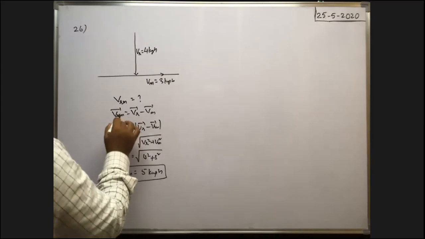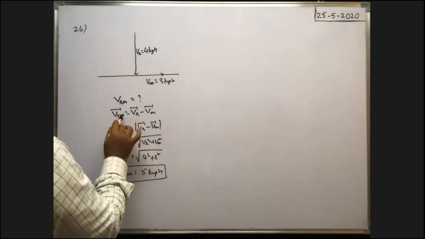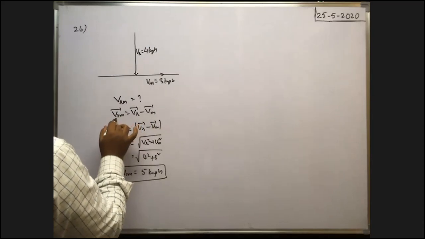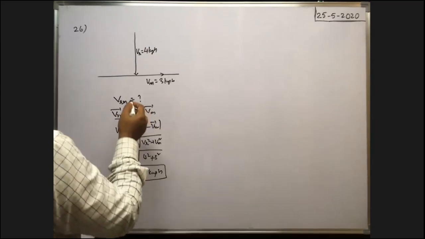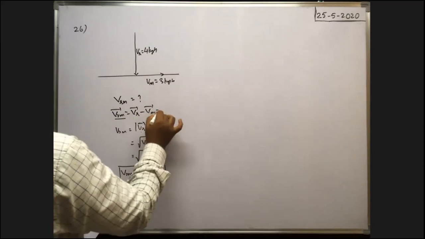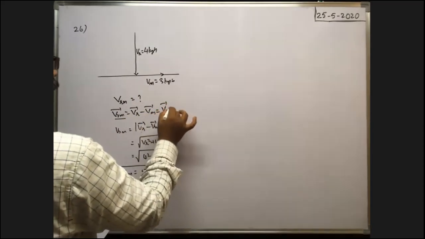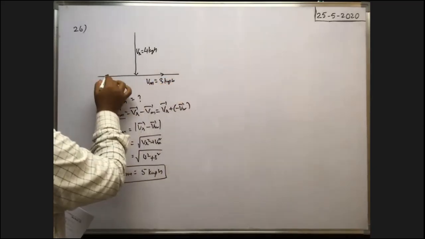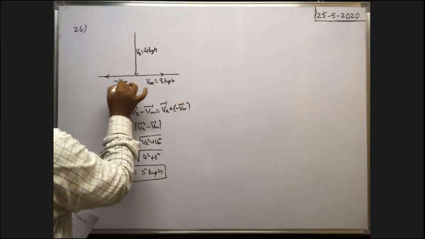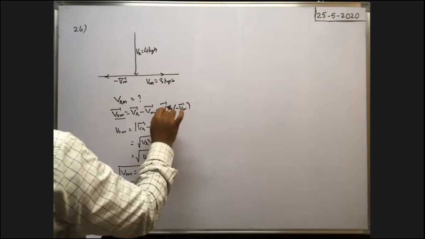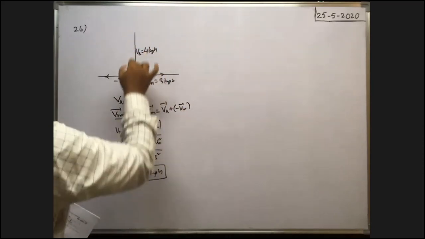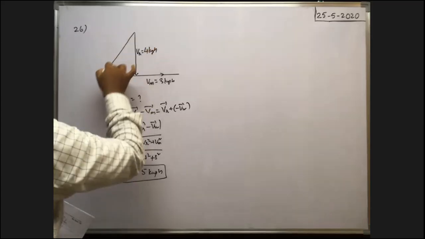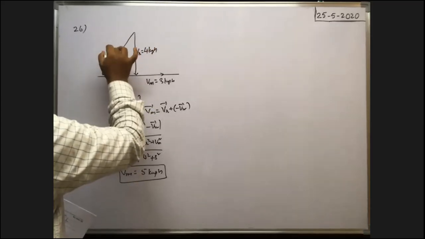So here you see, VRM bar is equal to VR bar minus VM bar. We have to find the direction of this one. This can be written as VR bar plus minus VM bar. Here minus VM bar is not there, so minus VM bar you take in this direction. This is minus VM bar. Now VR bar plus minus VM bar. When you add these two, the resultant is given by this one. This is the relative velocity of rain with respect to man.